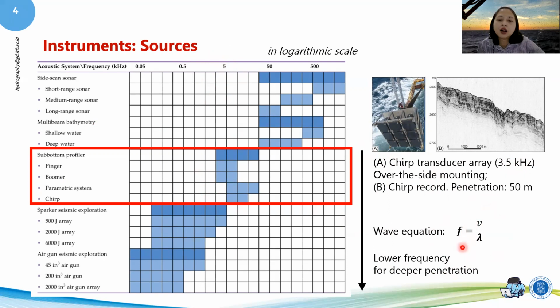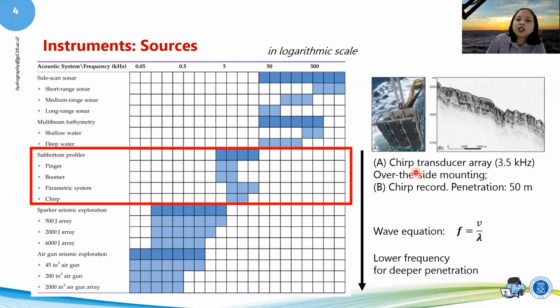If you have a bigger frequency, then you will have a lower lambda. Lambda is the length of the wave. So if you have a lower frequency, you will have a bigger lambda. That's the concept: lower frequency, deeper penetration.